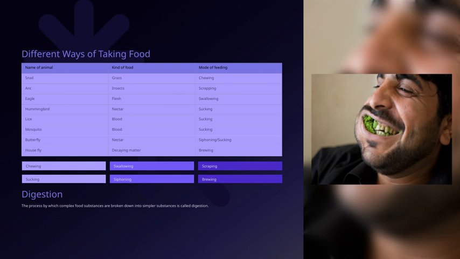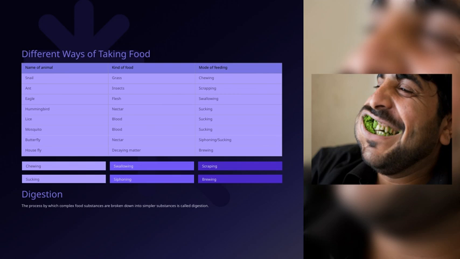Lice and mosquitoes also suck blood, which is a different method of feeding that involves piercing the skin. Butterflies, on the other hand, siphon or suck nectar from flowers, which is a refined form of feeding. The housefly feeds on decaying matter by brewing, which involves a different process altogether. These different methods, chewing, sucking, siphoning, scraping, and brewing, highlight the diversity in how animals process food.